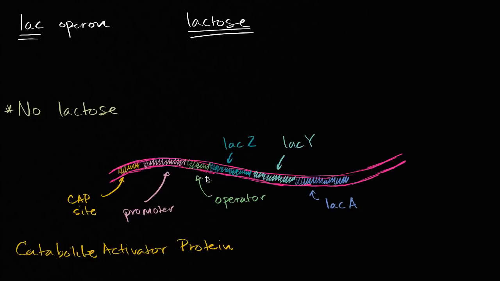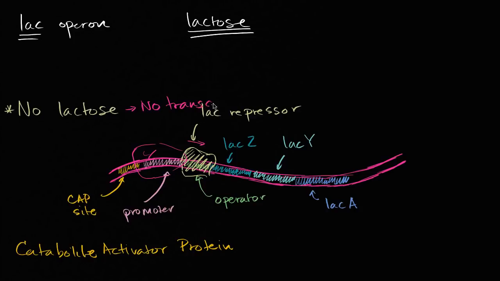So if there's no lactose, you can almost view this as a default state right over here. You actually have the LAC repressor protein being bound to the operator. So this is the LAC repressor right over there. And so you won't be able to transcribe these things. The RNA polymerase won't be able to get anything done. No transcription is going to occur. So no lactose, no transcription, which makes a lot of sense. The bacterium doesn't want to waste resources.